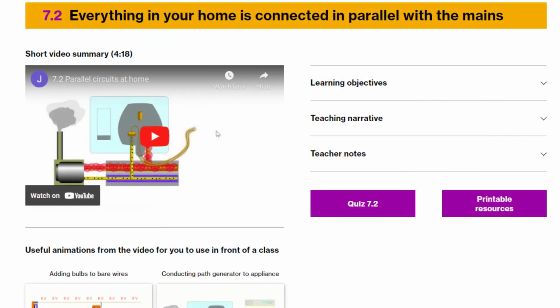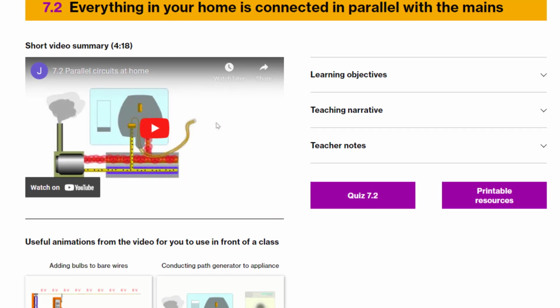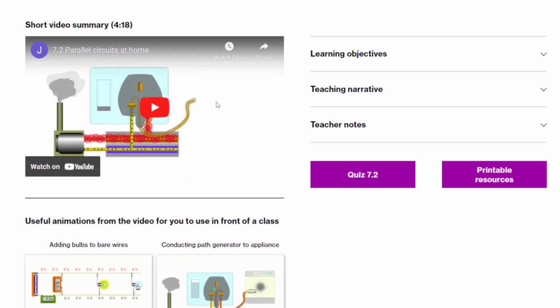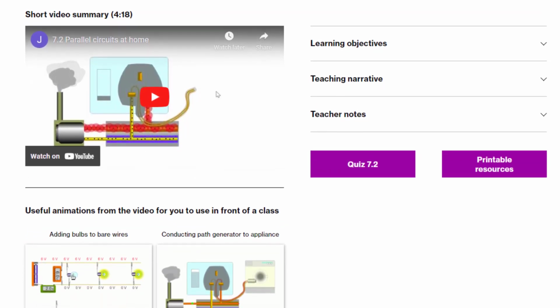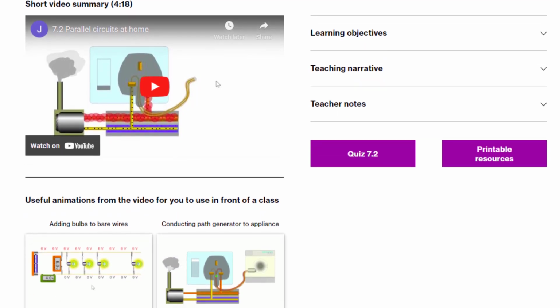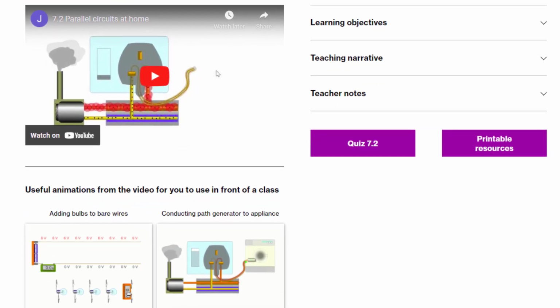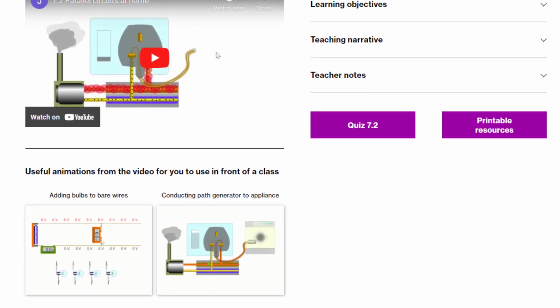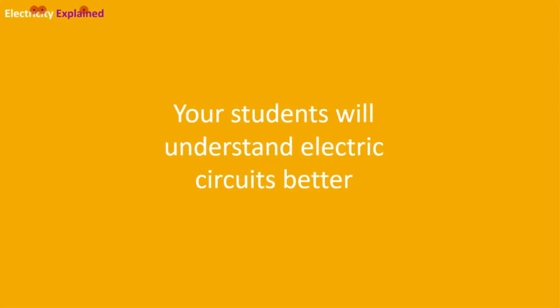And it's this kind of explanation that makes Electricity Explained different. All the videos, lessons and quizzes are based on a deep understanding of the physics of electric circuits, but presented in a way that's immediately intuitive and engaging for students across a whole range of abilities. In short, your students will understand circuits better with Electricity Explained.